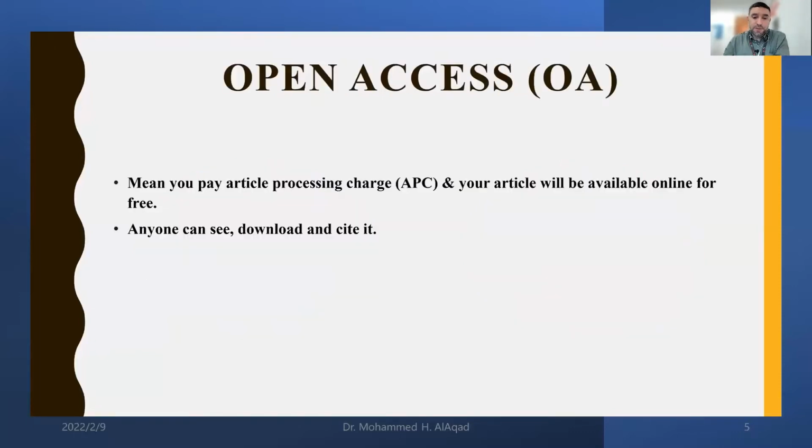So normally, as we mentioned, open access means you pay article processing charges, which we call APC. Your article will be available online for free, of course. Anyone can see, download, and cite your article for free. This is open access.